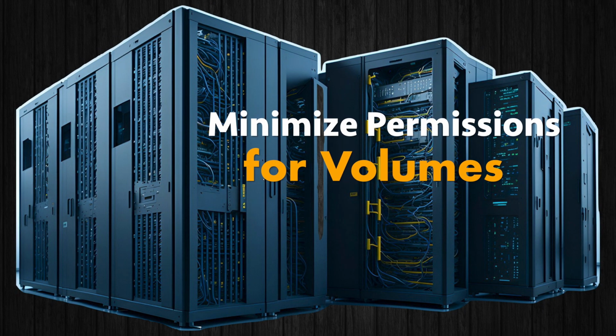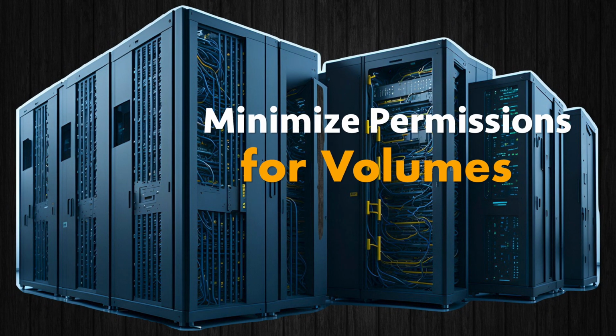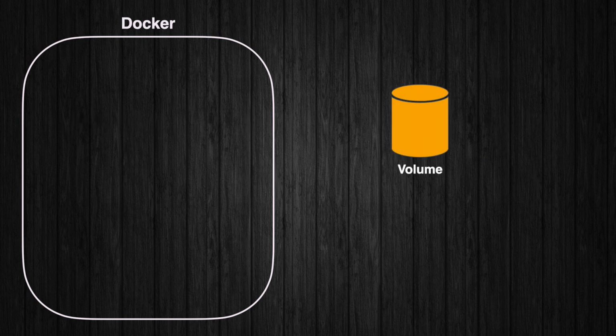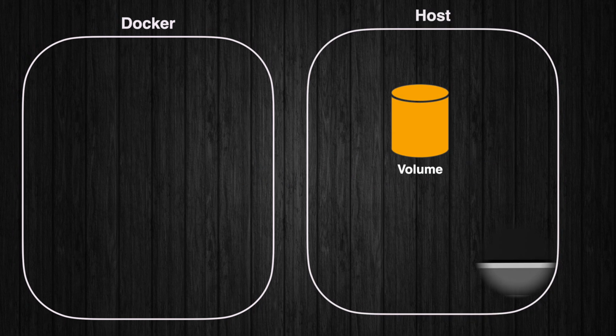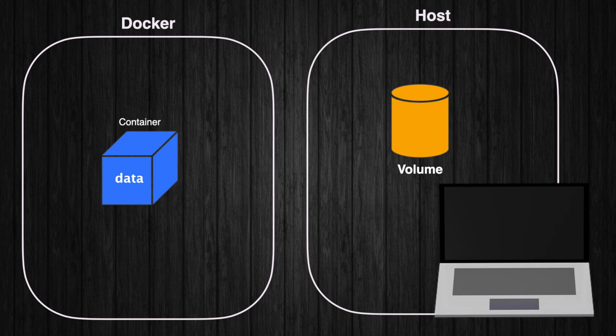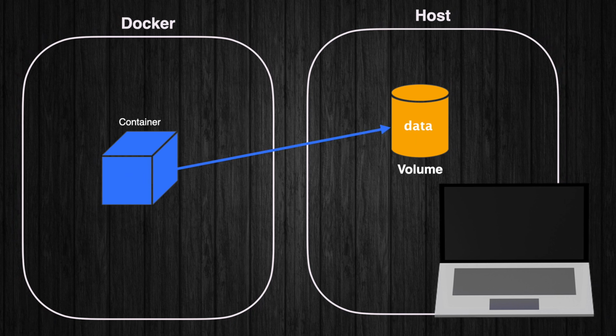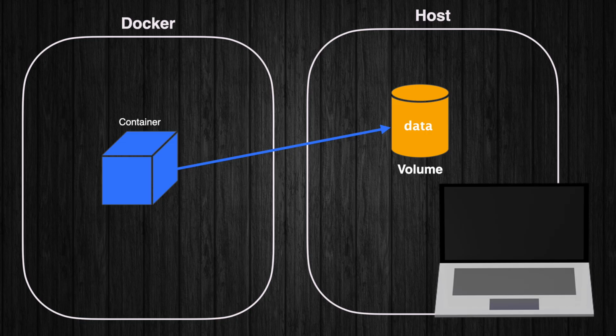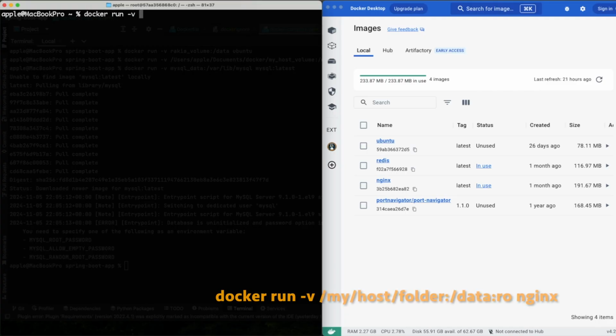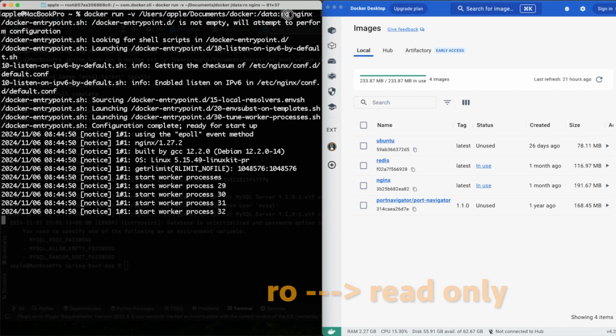Minimize permissions for volumes and bind mounts. If you are sharing data between your host and the container, only give access to the specific files and folders needed. You don't want your container messing with sensitive files on your host. Set permissions carefully, like so. Docker run -v /my/host/folder:/data:ro nginx. In this example, ro means read-only, so the container can read the data but can't modify it.